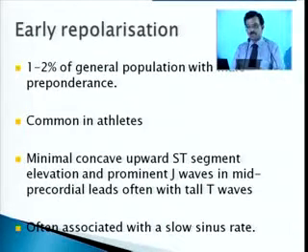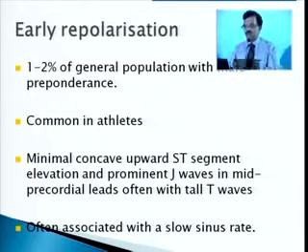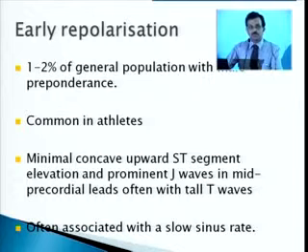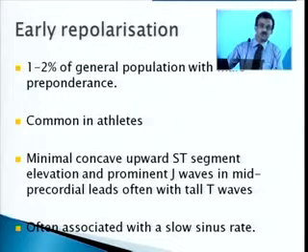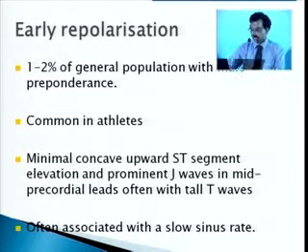The other important point is early repolarization. This is also a normal variation. Most of the time we have to keep this in mind, because sometimes by mistake we can conclude it as an acute MI because of the ST elevation which occurs, but we can easily make out this early repolarization. It is present in 1 to 2% of the general population, particularly males.